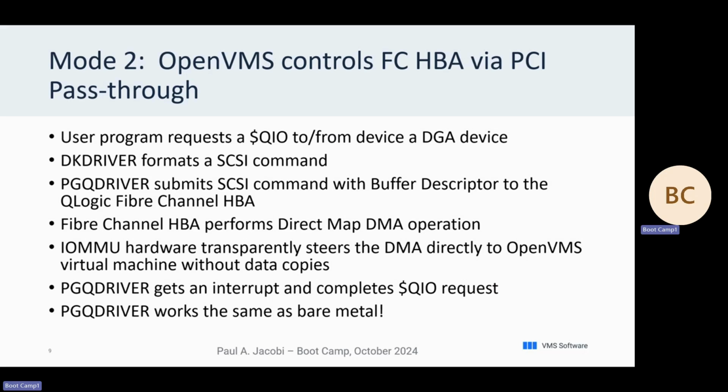bus adapter. The fiber channel host bus adapter performs direct map DMA operation, and the IO MMU comes in to transparently steer the DMA directly to the OpenVMS guest memory space without any data copies. PGQ driver gets an interrupt and completes the QIO request back to DK driver, and DK driver back to the user program. PGQ driver here works exactly like it's working on bare metal. In fact, it is running on bare metal.